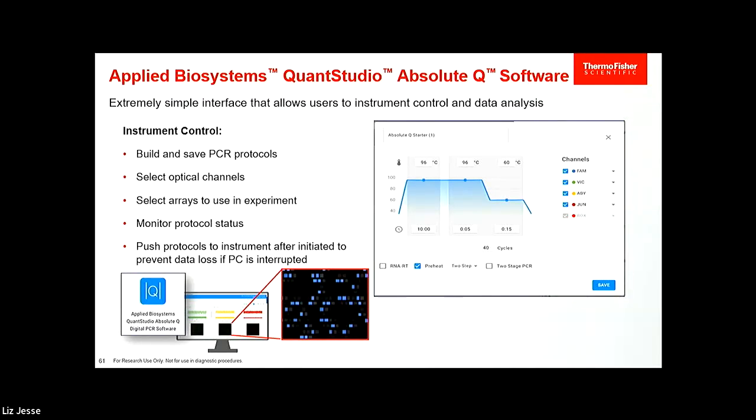So you can control the annealing temperature. So if you have a finicky assay, we can change that so that it fits the parameters of the qPCR assay that you were using.